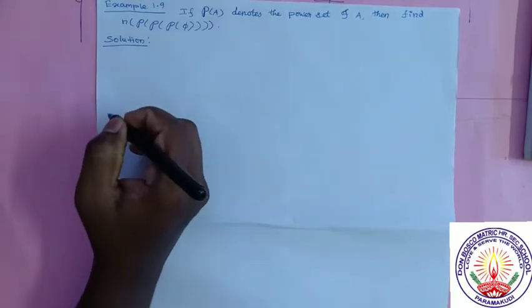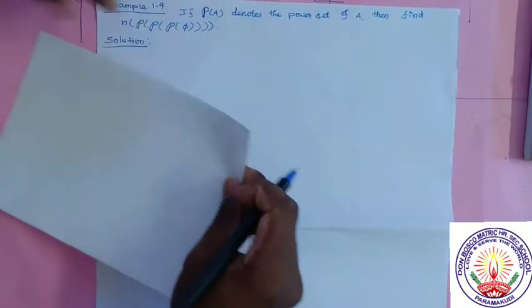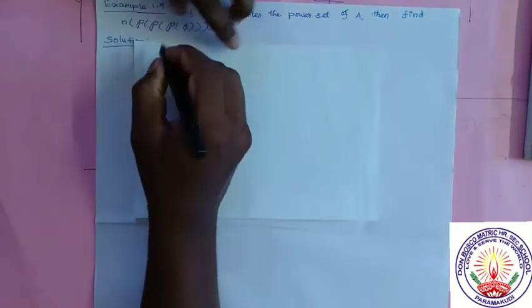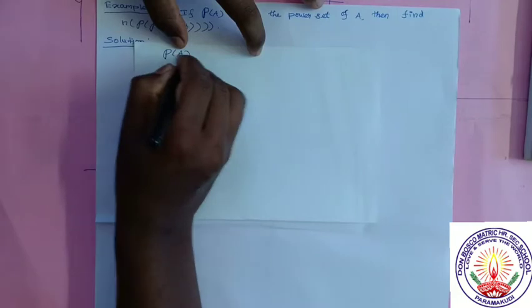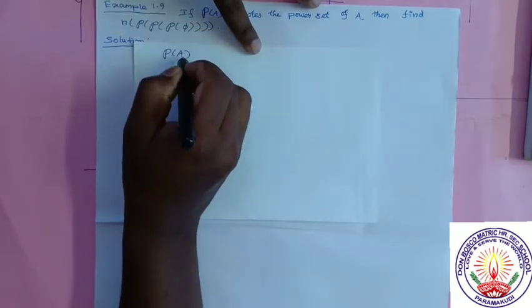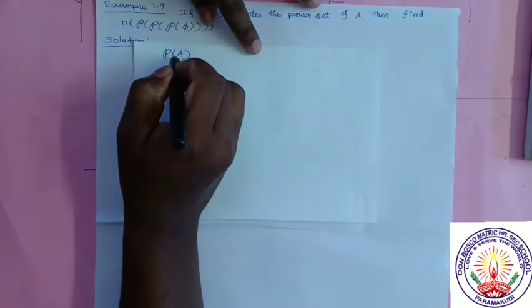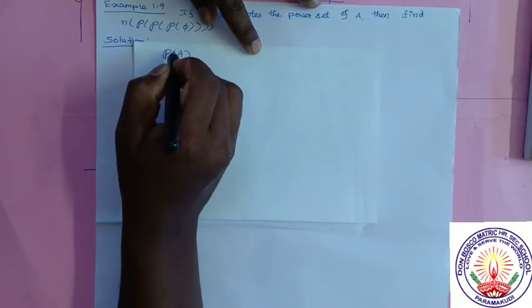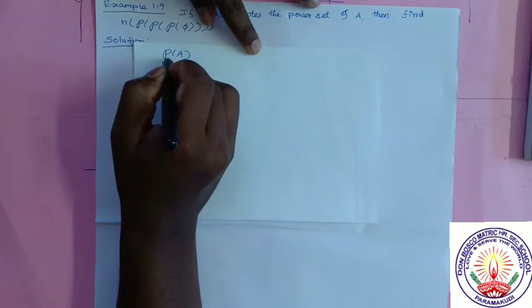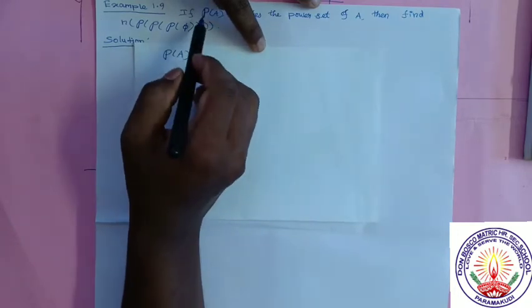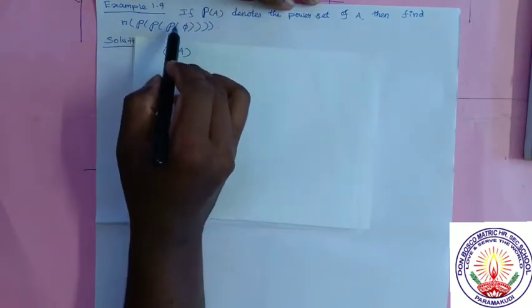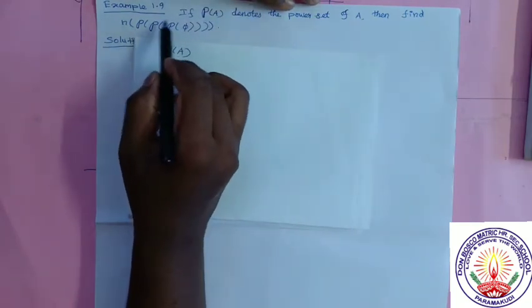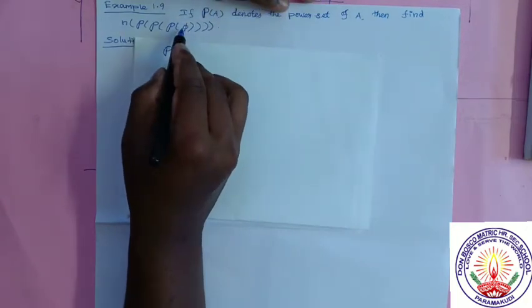To solve this problem, we have to recall what we have studied already. P of A means the power set of A. Power set of A means the set of all subsets of A. Whenever we write all the subsets of a set, that is called the power set. So here our problem is to find n of P of P of P of phi. The phi is the empty set.